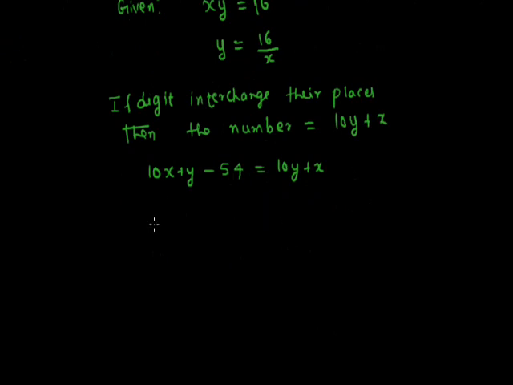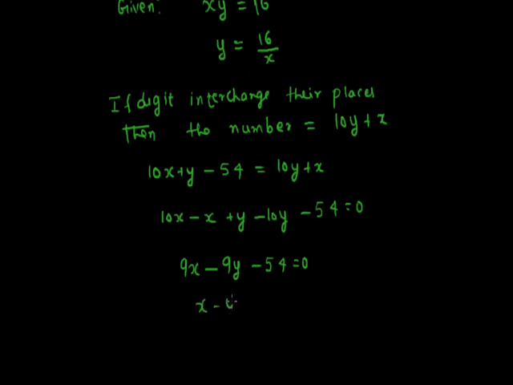So by solving this equation, we will get 10x, here plus x, here it will become minus x, plus y, minus 10y, minus 54 equal to 0. Or we can say 9x minus 9y minus 54 equal to 0. So 9 is common, so it will become x minus y minus 6 equal to 0.